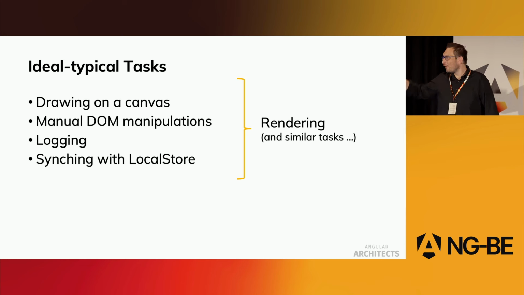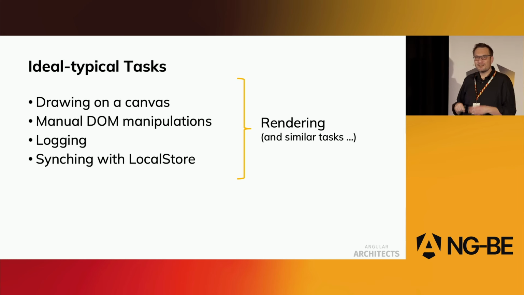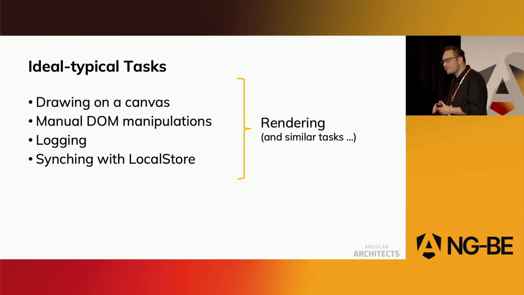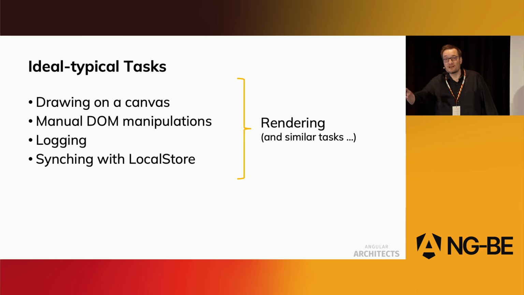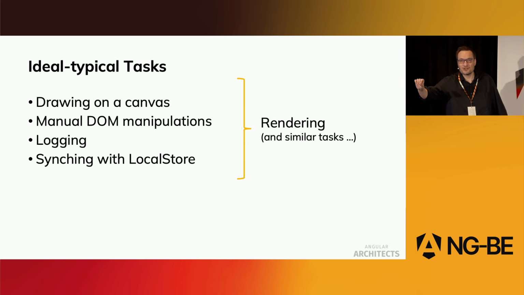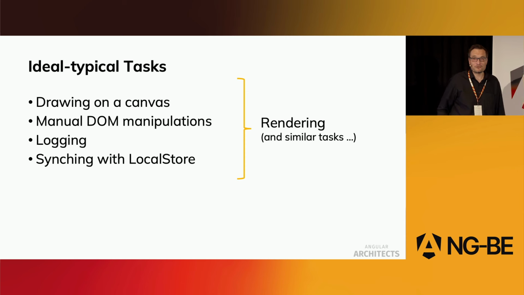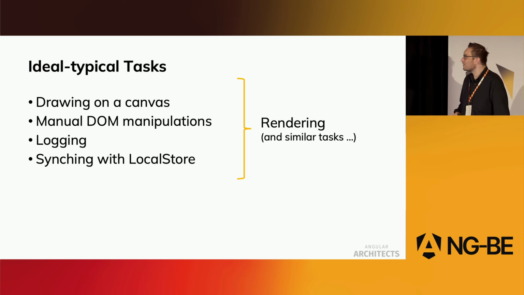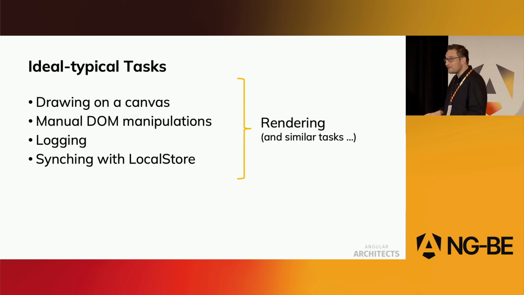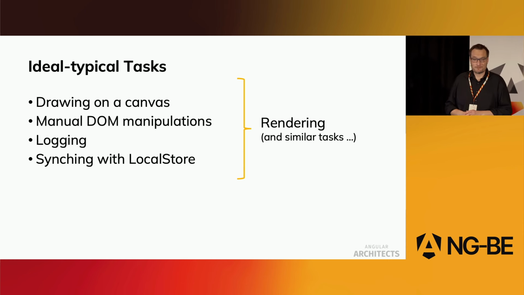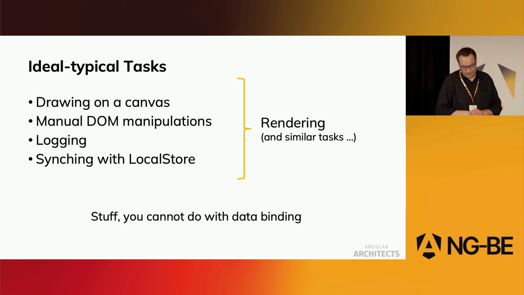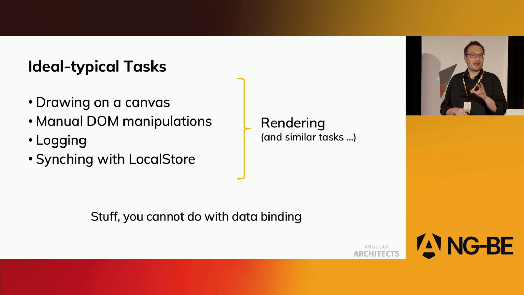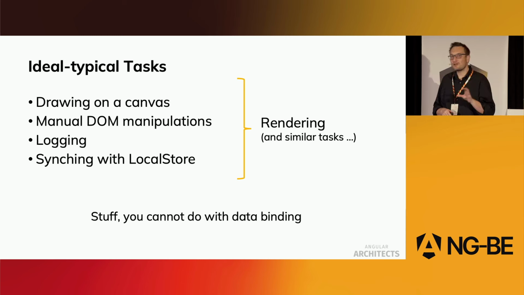Of course, not all of this is rendering per se, but it's rendering in a broader sense. In the sense of writing something into a sink, writing something to the destination of the data, which is quite often the DOM itself, but it can also be the local storage, the console, the server. But it's always at the end of your data flow. So for the sake of simplicity, let's go with the word rendering. And another way to look at this is the effects are always for stuff you cannot achieve with data binding.